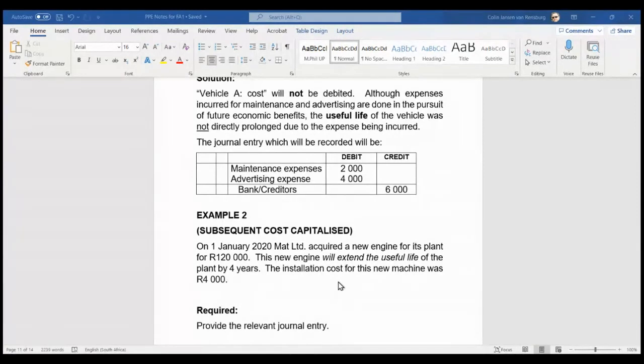Why, ladies and gentlemen? We've got to ask ourselves, is it a necessary cost? Yes. Can we use that plant without installing the machine, or the new engine, I should say? We can't. It must be installed, otherwise it doesn't work. Right. Thank you, Zile. So it is a necessary cost, right? Does it change the location of the asset? There we can say no, because it's still in the same position. But does it change the condition?